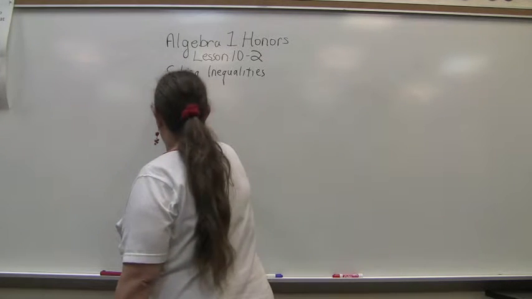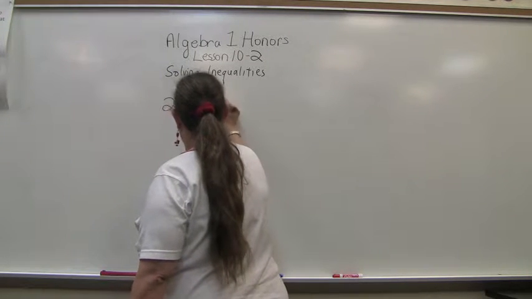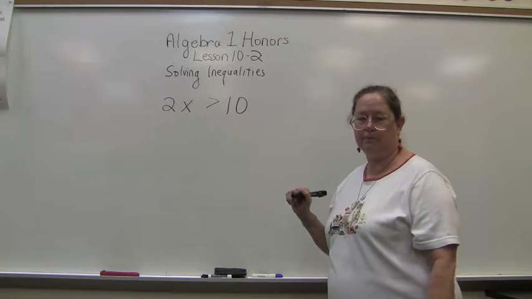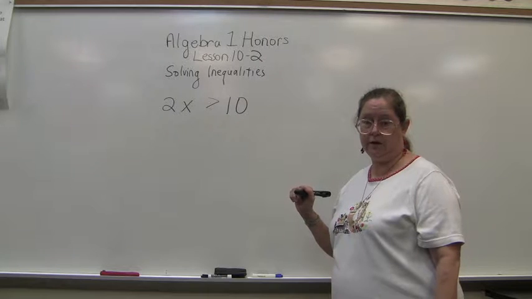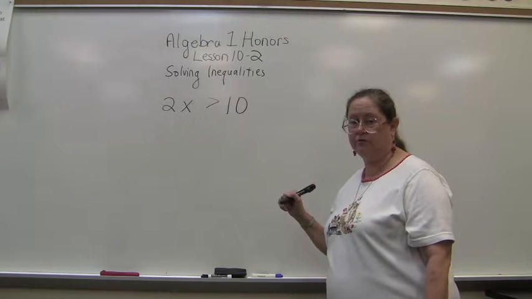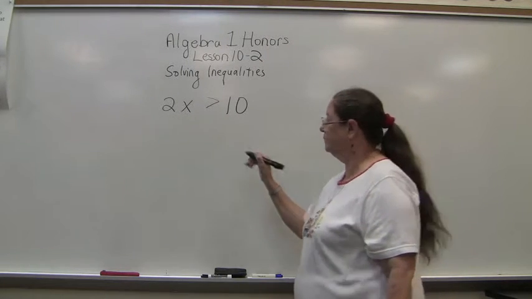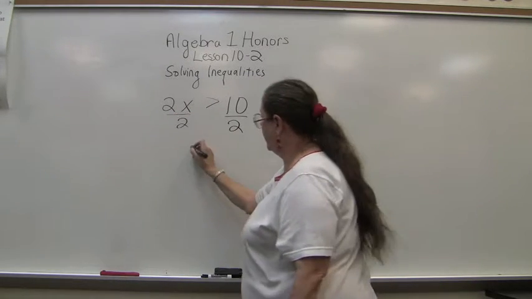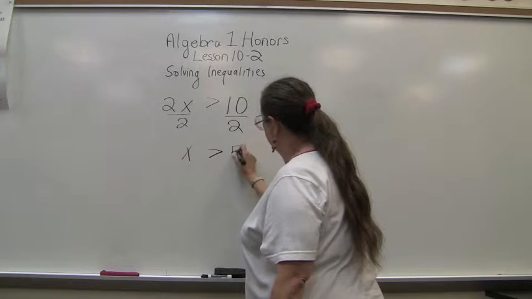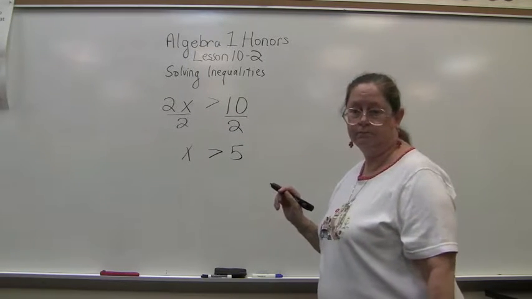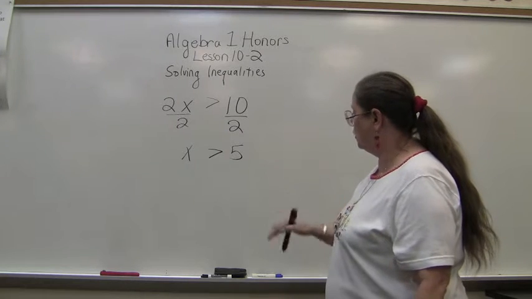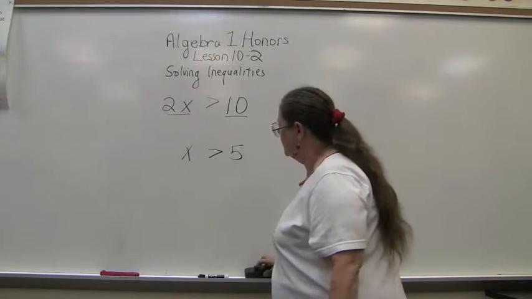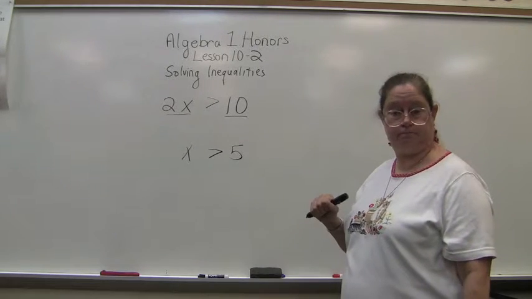Now, let's look at multiplying and dividing. What if we have 2x is greater than 10? Now, if this were an equality, I would divide both sides by 2. So let's do that, and I get x is greater than 5. Well, let's try something greater than 5. Let's say 6.